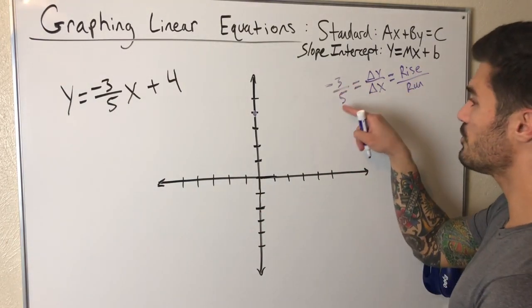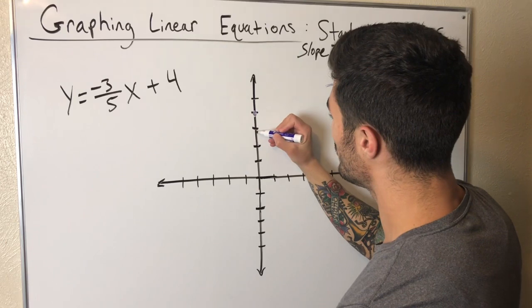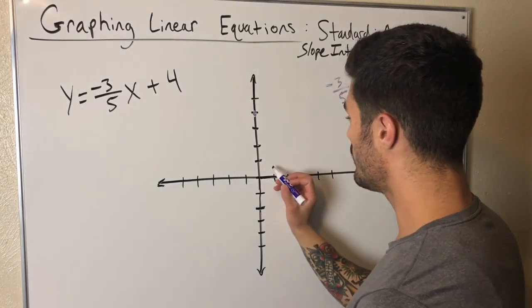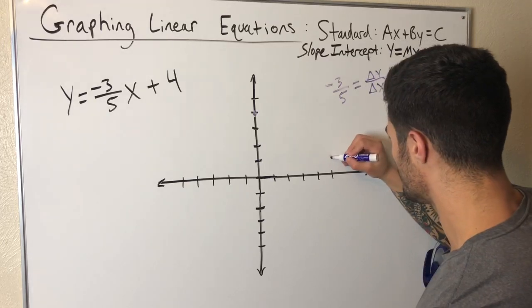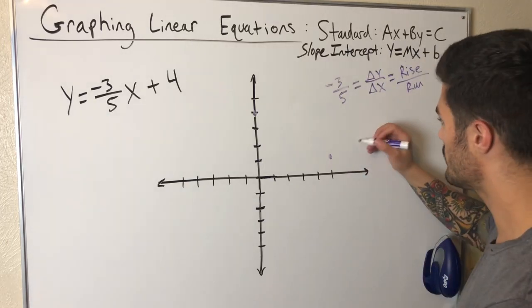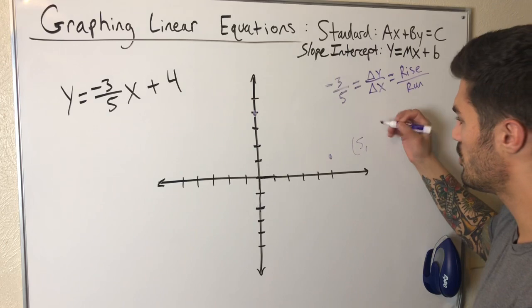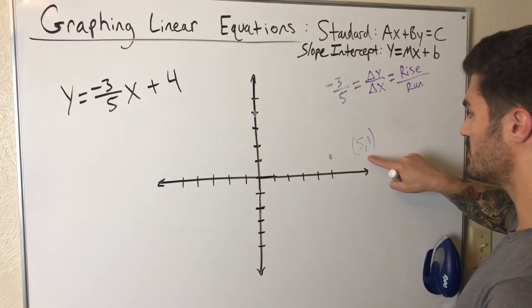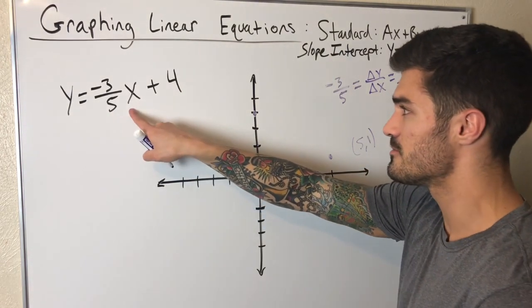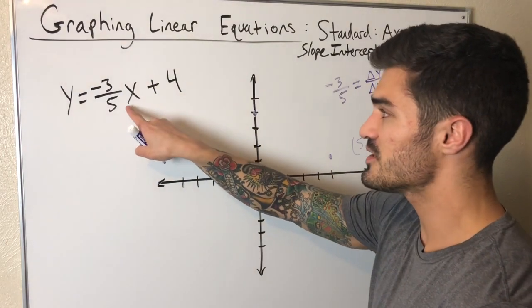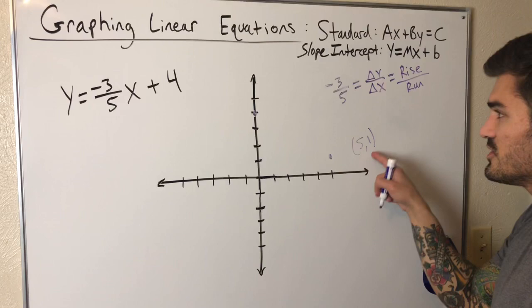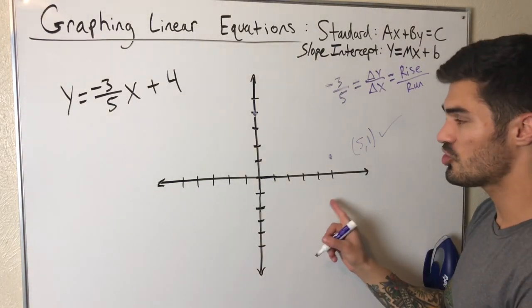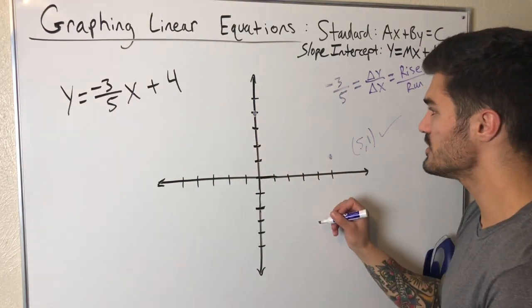So, negative 3 over 5, I go down 3, 1, 2, 3, and I run 5, 1, 2, 3, 4, 5. So I'm over here at this point, and this point is what? 5, 1. And I can double check this by plugging in 5 for x. When I plug in 5 for x, the 5's cancel, and I get negative 3 plus 4, which is positive 1. So this checks out. And now I just draw a line between my 2 points.